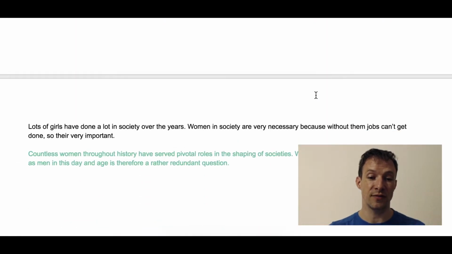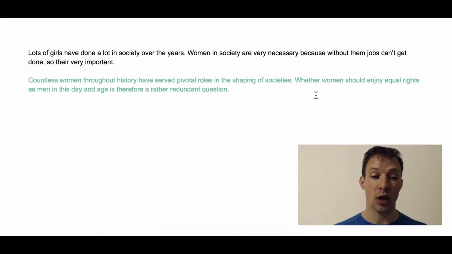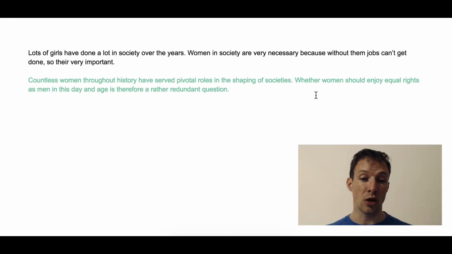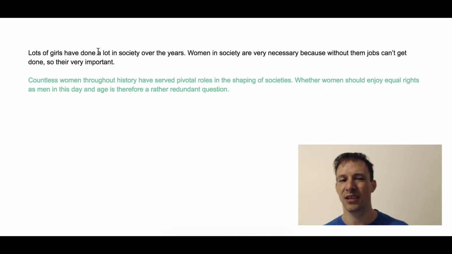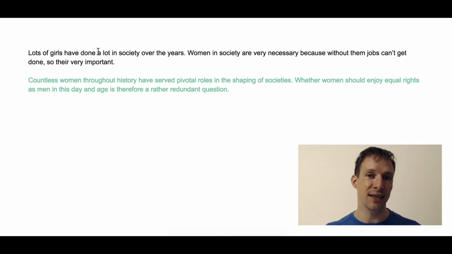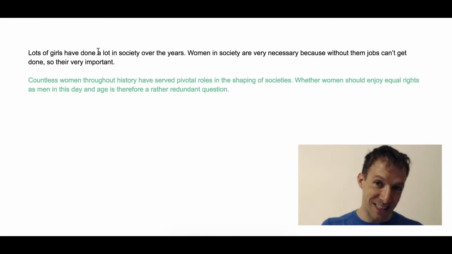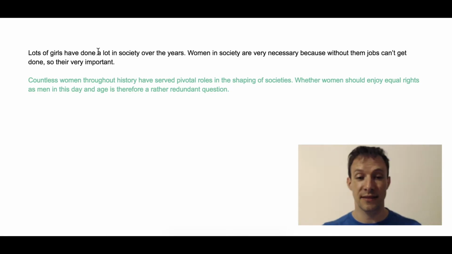So let's jump into the first sentence. "First of all, lots of girls have done a lot in society over the years." First of all, we've used "girls", which is demeaning, because the question asks about women in society and women in jobs. Just to call them girls is demeaning. So immediately we're off to a very bad start.